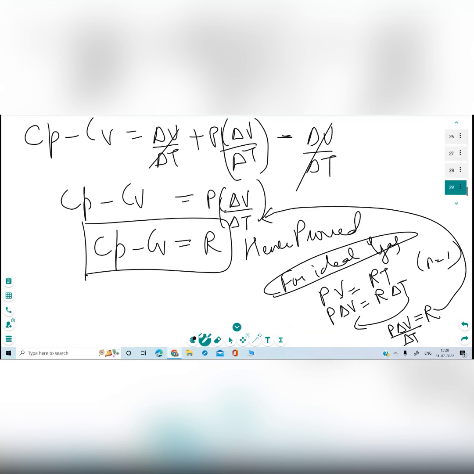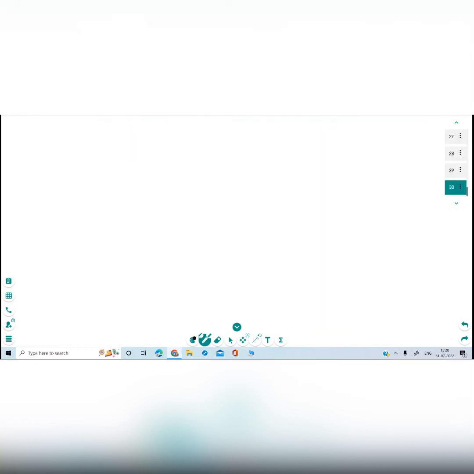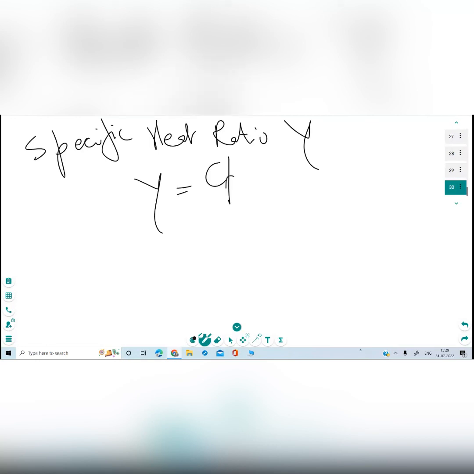Have you noted this down? Quickly I'll tell you 2 more things. Specific heat ratio, that is called gamma. It is not important for your physics, but it is important for your chemistry, specifically for numericals. Since we are discussing it, I'll tell you right away. The specific heat ratio is defined like this, Cp by Cv.